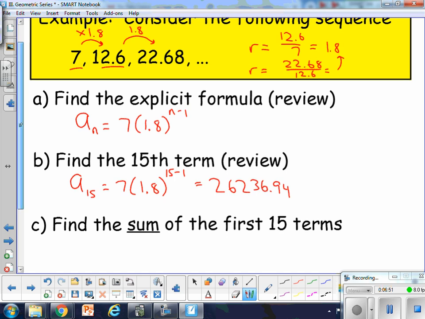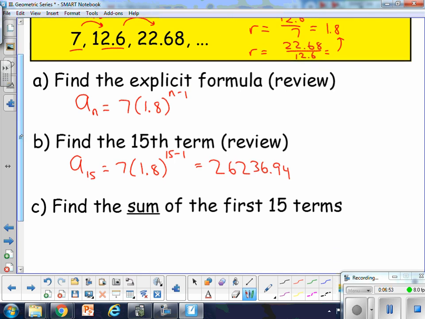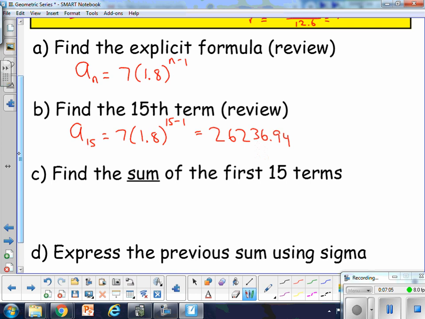Can we find the sum of the first 15 terms? So again, if you want to list all 15 terms and add them up, that's fine, but just remember, you could be asked to find the sum of the first 10,000 terms, and that probably wouldn't be an option. So you're going to want to know the formula and how to use it. Okay, so the new formula from the previous slide is the sum of the first n terms. So it's a1 times 1 minus r to the n, over 1 minus r.